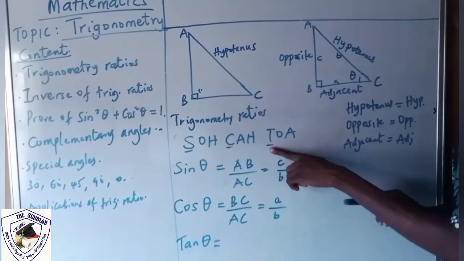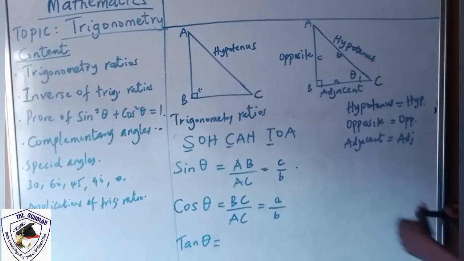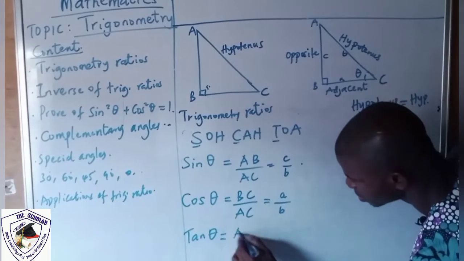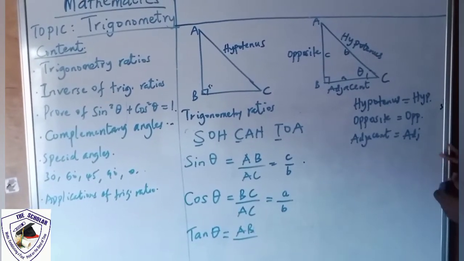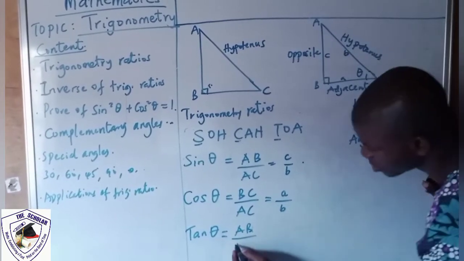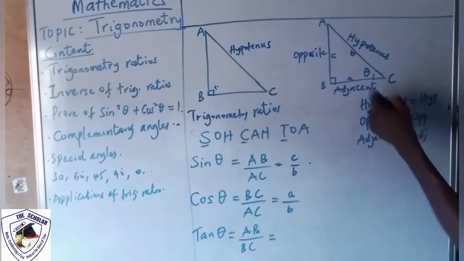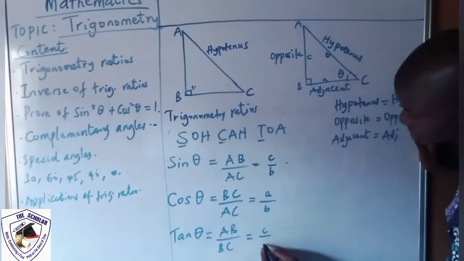Going to this, SOH means what? Opposite over hypotenuse. Going back to the diagram, our opposite is what? AB. And our hypotenuse is what? AC. And for tan, opposite over adjacent, our adjacent is what? BC. Now using the small letters there, that is small letter c divided by small letter a.